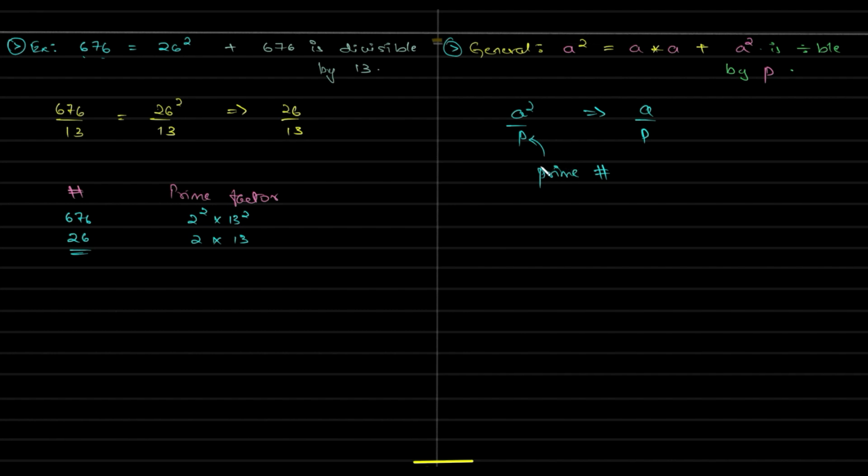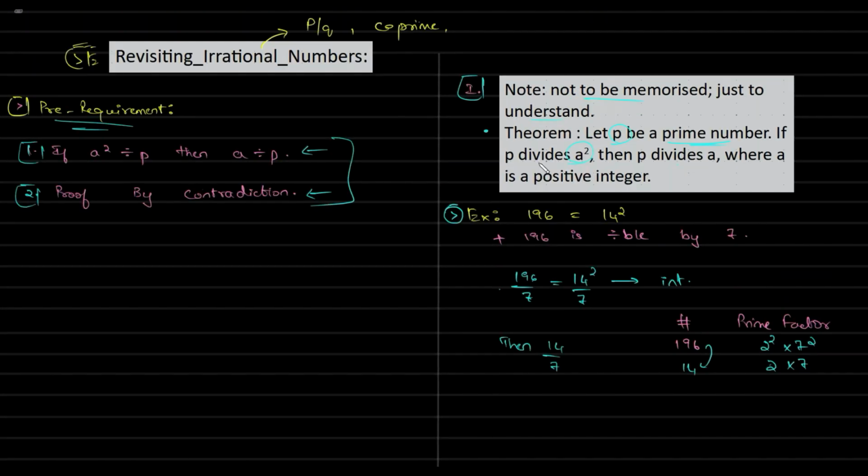Okay, so this was your first theorem. Very simple. If the square of a number is divisible by some prime number, the non-square version of it has to be divisible by that prime number. Straightforward, simple.